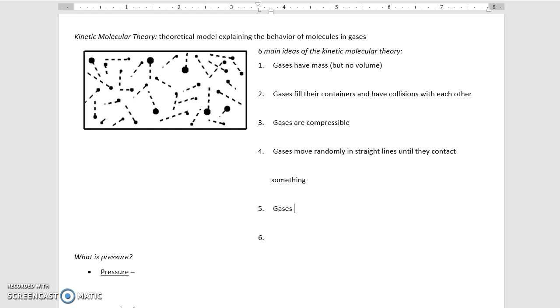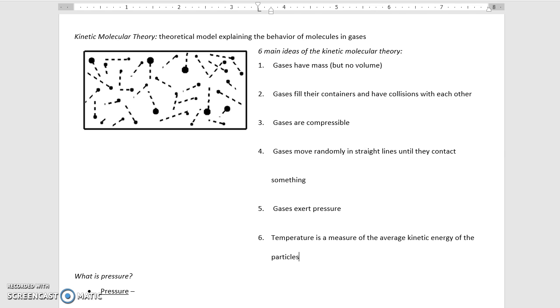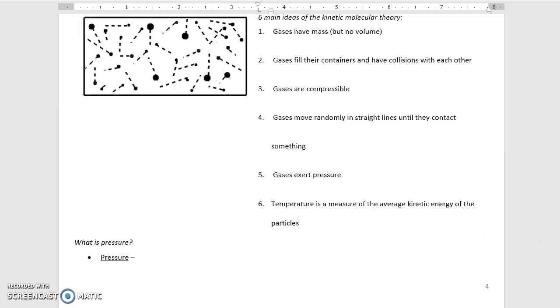And then gases exert pressure. We're going to talk about pressure a lot in a minute here. And the sixth thing is temperature. You've never actually learned about what that is. Temperature is actually a measure of the average kinetic energy of the particles. So kinetic energy meaning the energy of movement. So it's actually a measure of how much the gas molecules or gas atoms are moving around.